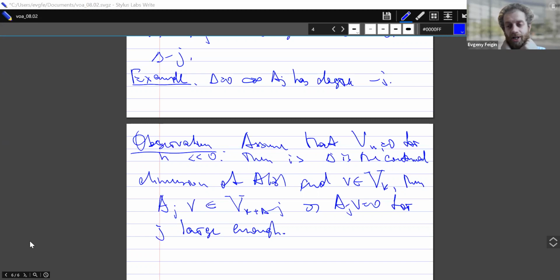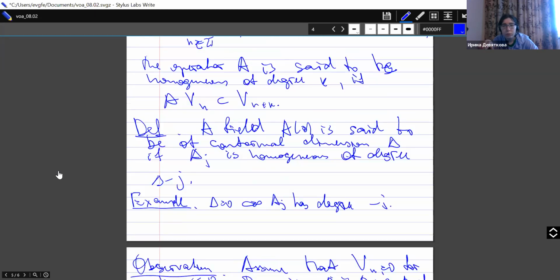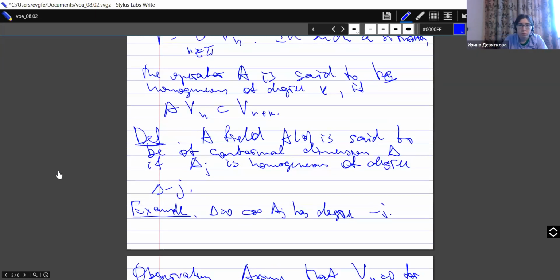Okay, so I think we can stop here, but next time we'll start studying the property of locality. Any questions? Do we define the conformal dimension only for fields or for any such operators? For any such operators. I wrote it for a field, you're right. In principle, we can write it for any operators.